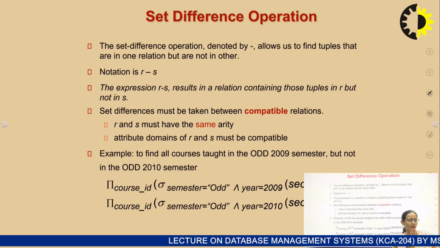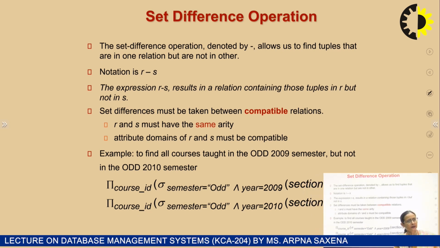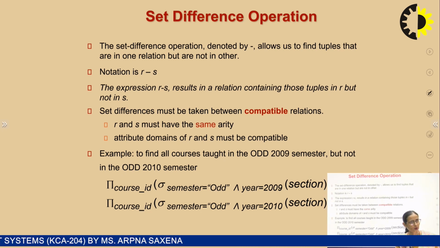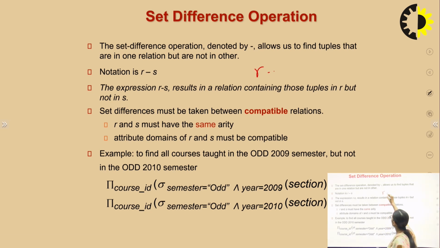Another important operation is the set difference operator. It is denoted by a minus sign, and it allows us to find the tuples that are present in one relation but not in the other relation. So in this case I am using R minus S. It says the tuples are present in relation R but not present in relation S. Again very much similar to your set operations. So the expression R minus S results in a relation containing those tuples in R but not in S.